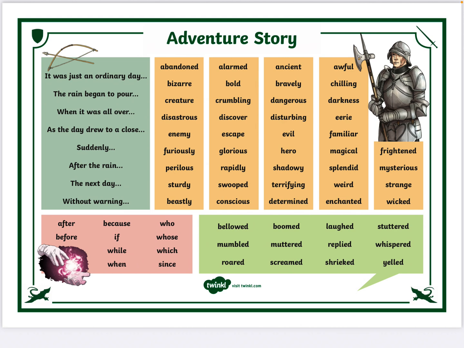And then we've got some subordinating conjunctions at the bottom left in the pink box, and in the green box at the bottom right we have some alternative words for said. Earlier on in the week, we looked at using speech and speech punctuation, so it would be really good if you could include some of that in your story and maybe think about using these more interesting words compared to said.